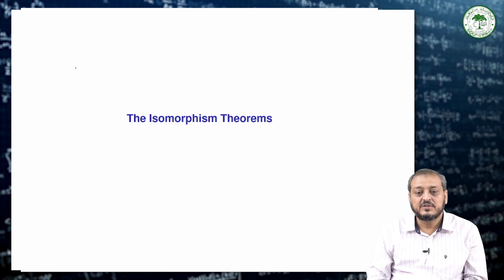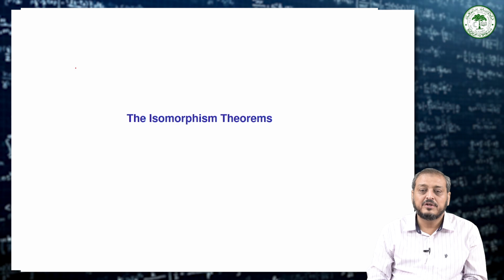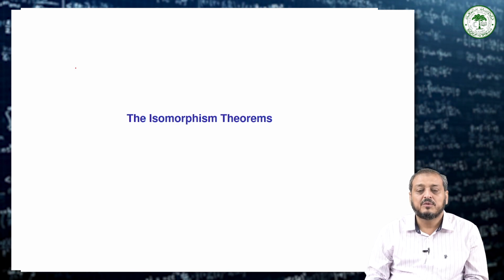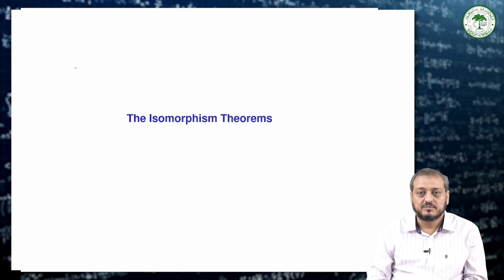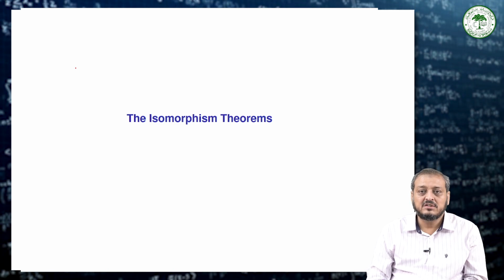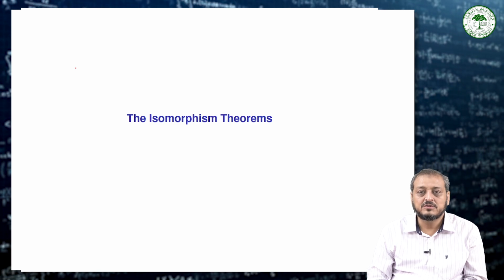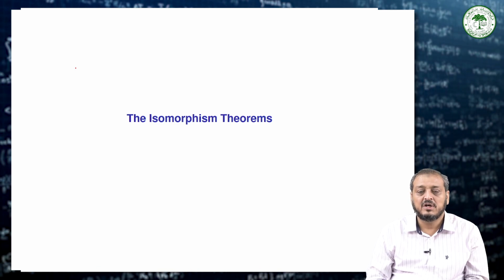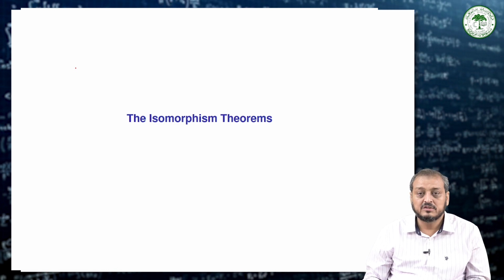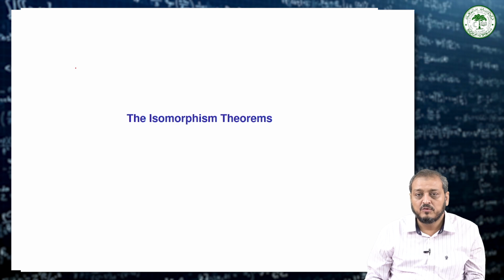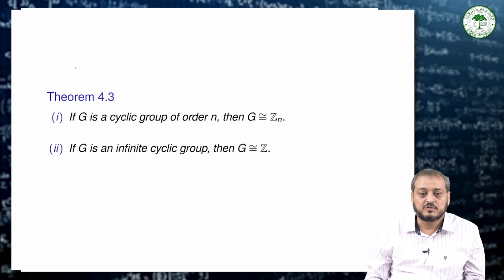In the last class, we discussed the basic properties of an isomorphism and proved some results related to it. In this class, we try to prove the isomorphism theorems. First, we prove some results related to isomorphism, and then we move to the isomorphism theorems.